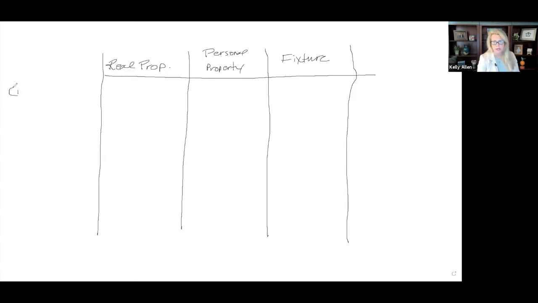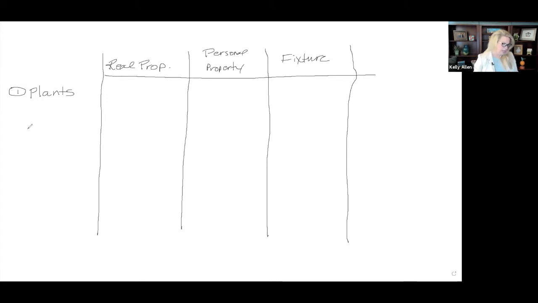The first one we're going to talk about is in regards to vegetation or plants. Are plants real property, personal property? Are they a fixture? Probably not. But sometimes plants can be real property, sometimes they can be personal property, and we're going to try to suss that out in just a minute.